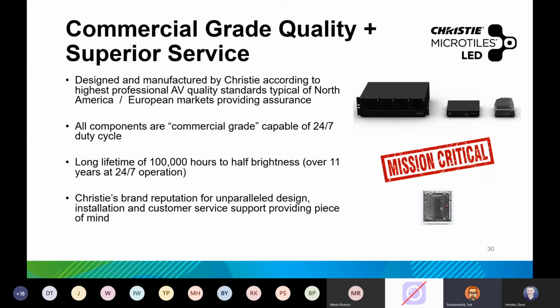You can get close to 30 years of operational capacity on the system itself. Of course, we'll stand by it. Our Christie brand is known for that. We'll provide design, installation, and stand by our product with 24/7 customer support, as well as on-site service capabilities with our professional services team. Next slide.